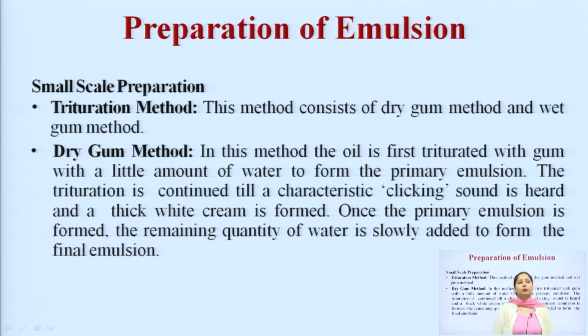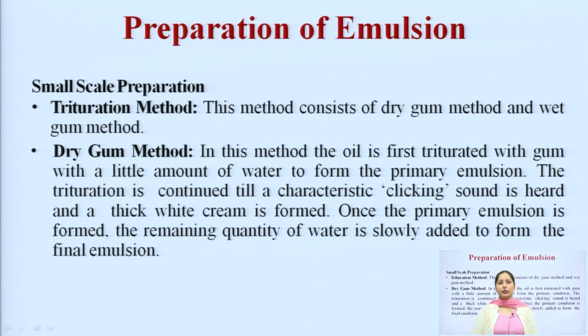Then methods, small scale preparation. First is the trituration method. Trituration method includes the dry gum method and wet gum method. In the dry gum method, the oil is first triturated with gum and a little amount of water to form the primary emulsion. The trituration is continued till a characteristic clicking sound is heard and a thick white cream is formed. Once the primary emulsion is formed, the remaining quantity of water is slowly added to form the final emulsion.